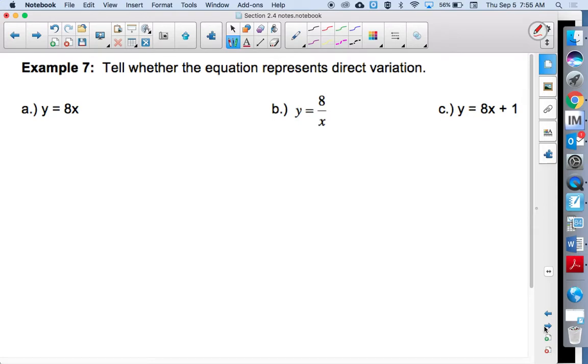So looking at the next set of examples, it wants you to decide if the equation represents a direct variation. So this is just a yes or no. Make sure you have a reason as to why you're saying yes or no. But a direct variation should be of the form y equals a times x.